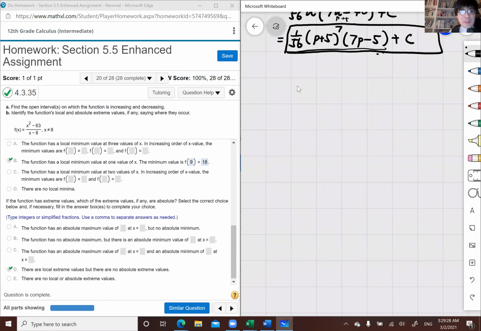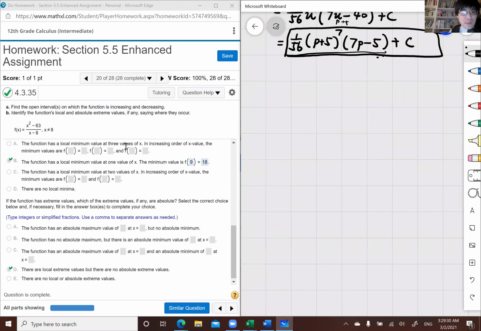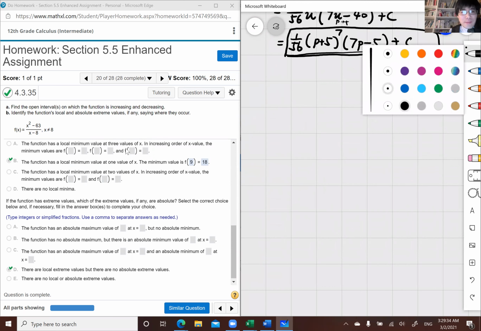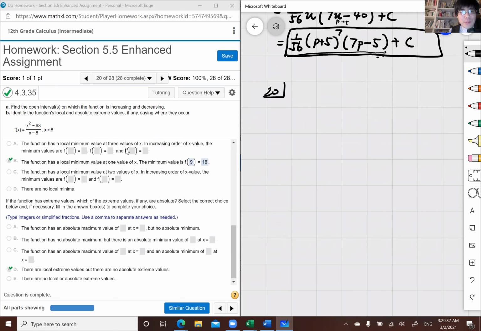Okay, number 20. This is just a review problem, so I'm not going to explain fully. Number 20: find the open interval on which the function is increasing and decreasing and identify the function's local maximum, absolute maximum, if any. So this is the application of the derivatives.